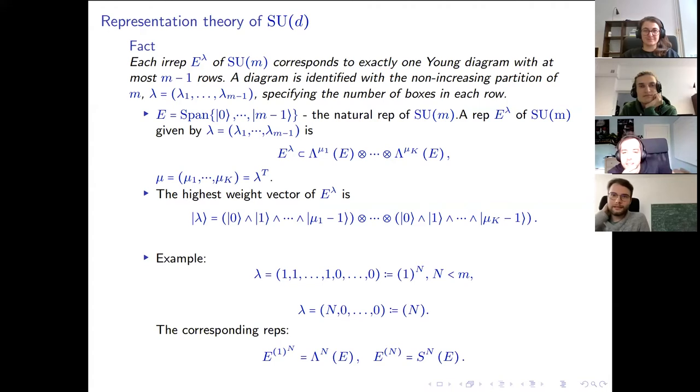So the crucial fact is that each irreducible representation of SU(n) corresponds to exactly one Young diagram with at most n minus one rows. So for SU(2), it will be one row, etc. If you skip this "at most n minus one" condition, then you will get some redundancy. But if you have at most n minus one, then it will be a one-to-one correspondence, which is nice. And as I said, a diagram is identified with the non-increasing partition of a number m, which is the dimension of SU(m).